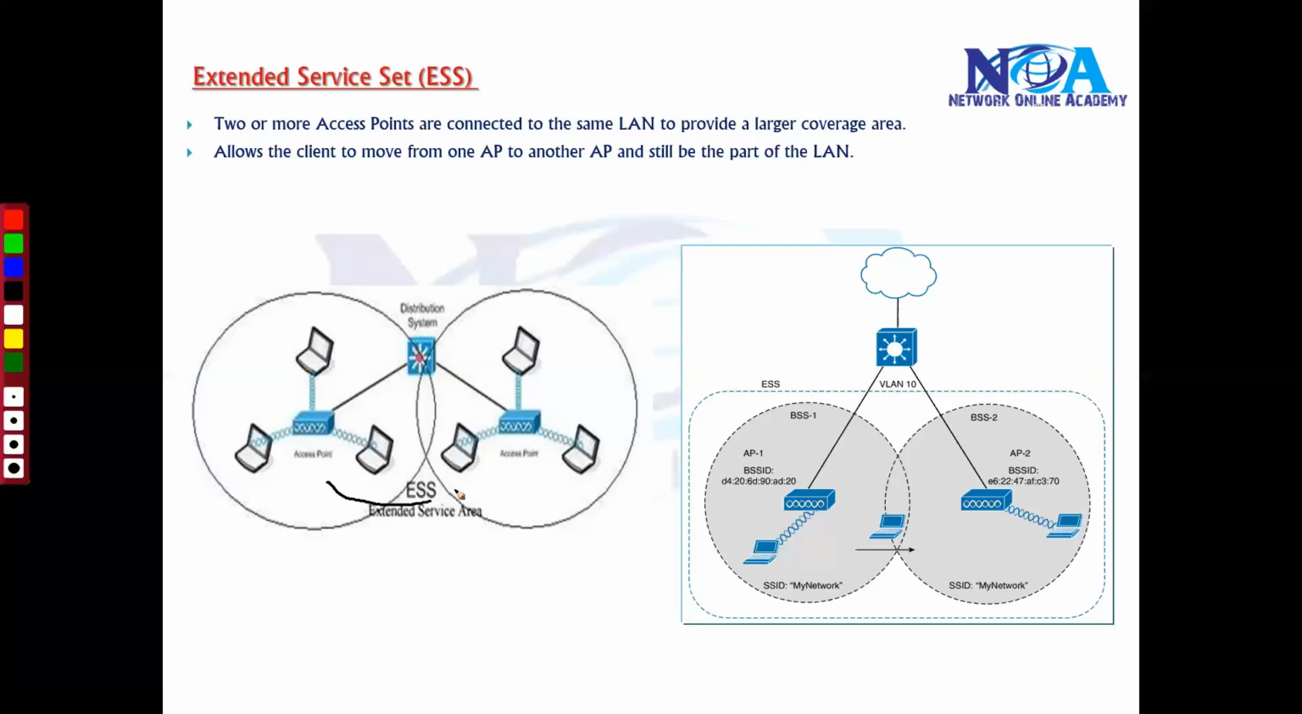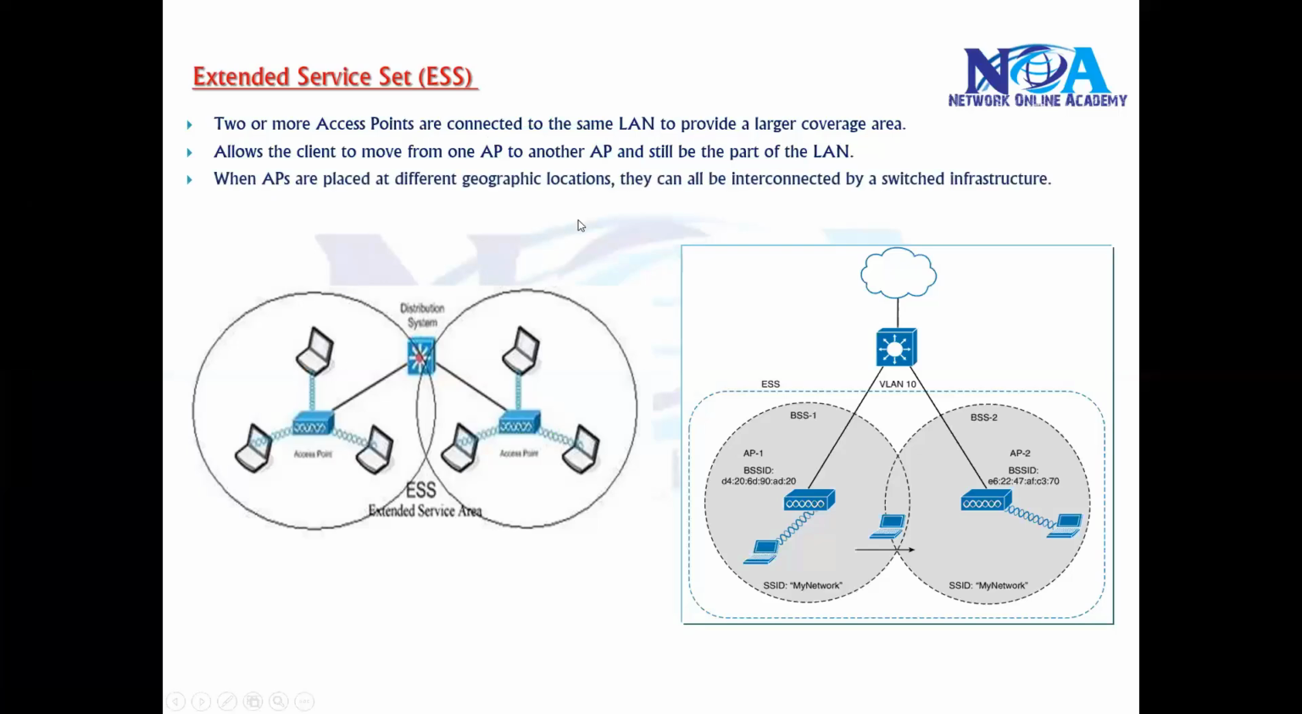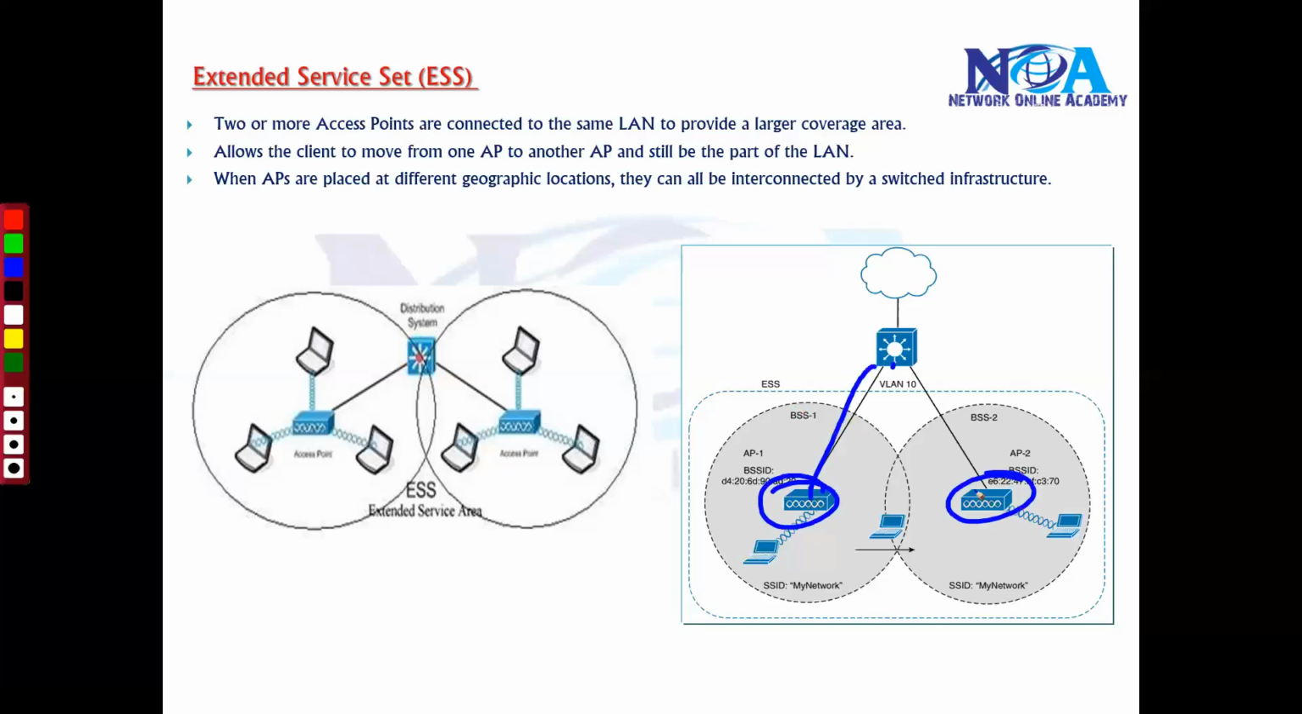And when he's moving from one access point to another access point, he will be automatically connected to the nearest strong signal access point. So this provides a roaming kind of facility for the user within your company network. Now again, when the access points are placed in different geographical locations, they all are interconnected through the switch infrastructure. When you have multiple access points, you will be providing the connectivity by using some kind of centralized switch infrastructure or the backbone network.